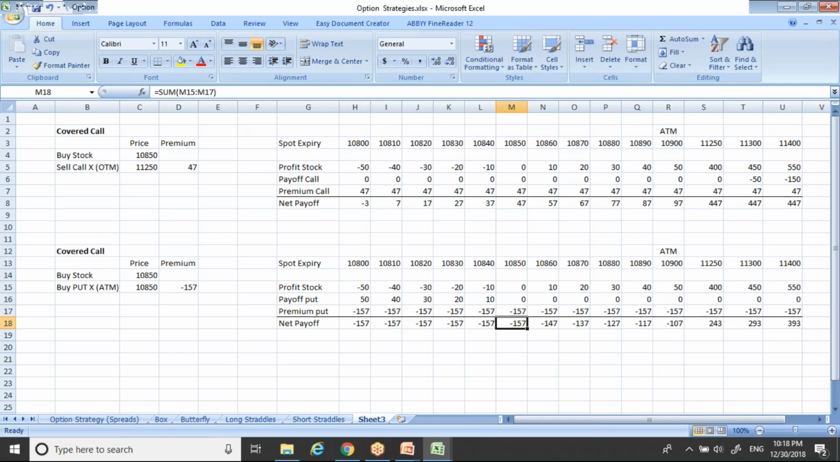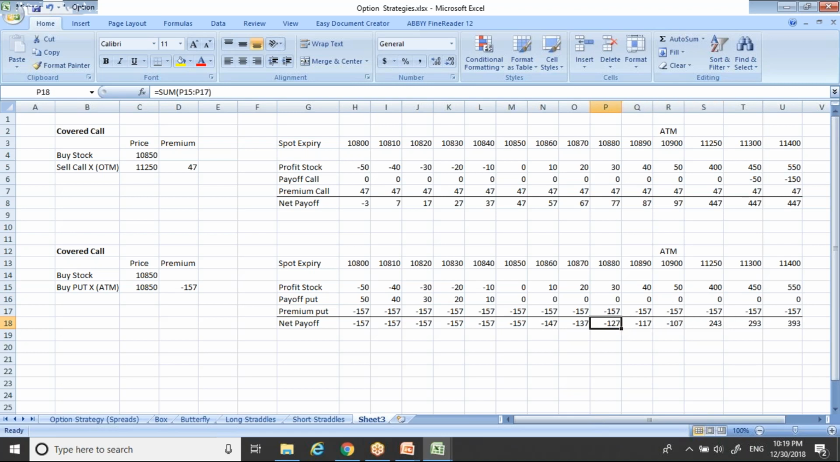However, after some time, when the price goes above this, from 10,850, at 10,860, okay, you have a lesser loss because you have paid some premium here. And after achieving the break even, you start receiving profits. So what is your break even? Basically 10,850 plus the 157. So that is the break even. After that, you will start receiving profits.